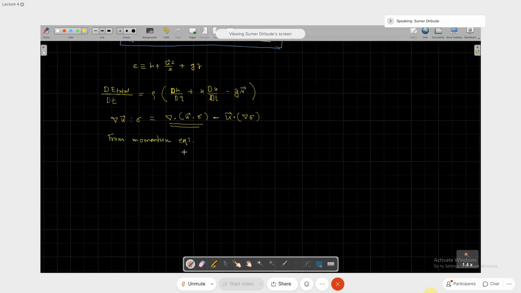Okay, and u dotted, take u dot of the momentum equation, which will give you rho u dot du/dt is equal to u dot g plus u dot del dot sigma. Okay.